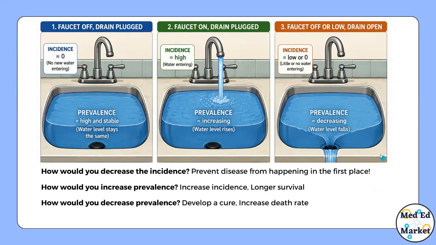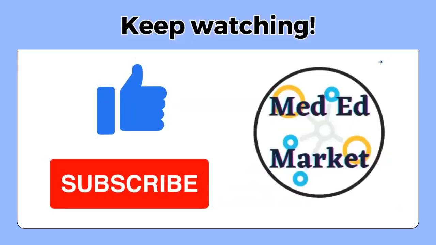And as we looked at the drain case, we can either develop a cure, right? Make sure that we develop a treatment that completely cures patients and they recover and they are no longer diseased, or we can increase the death rate. As more people die from that particular disease or cancer, they are leaving the population. Therefore, the prevalence, the number of diseased people, decreases. All right, so that's our core concept there.